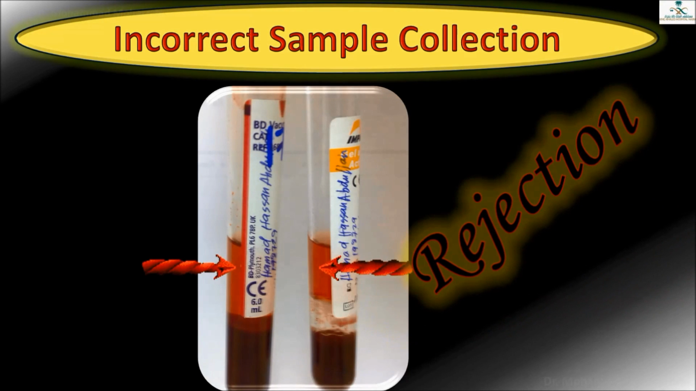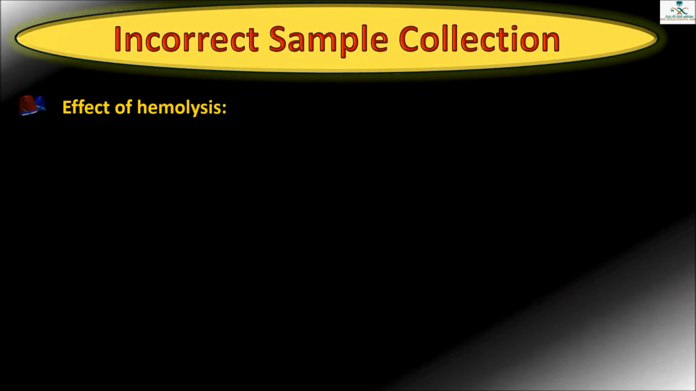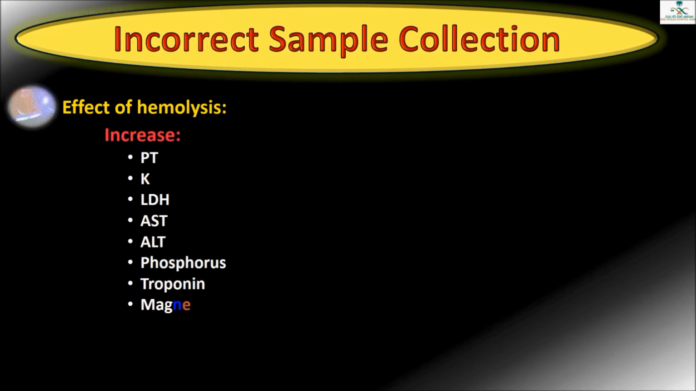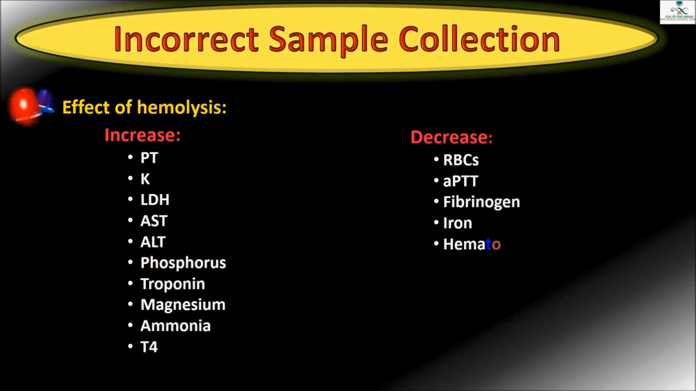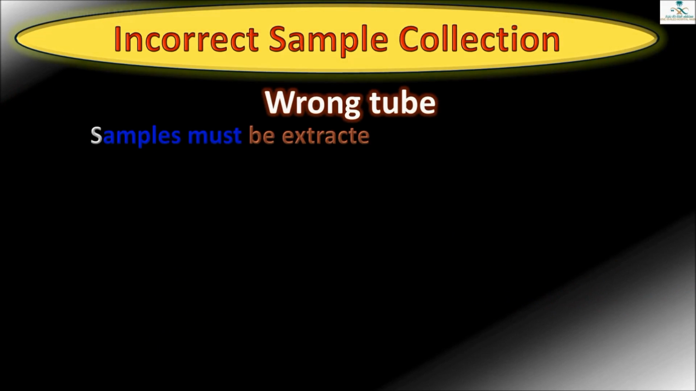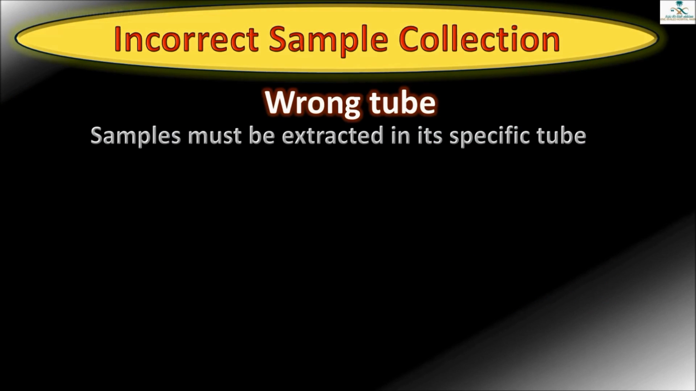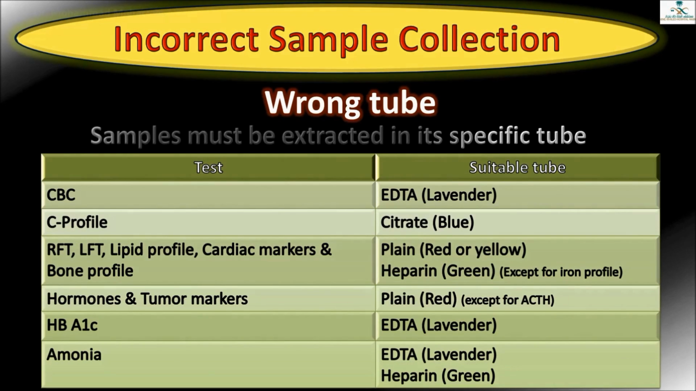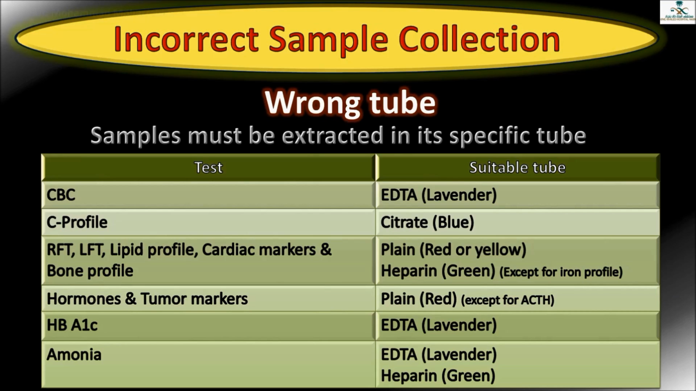These samples show hemolysis, which is expelling out of RBC's contents into plasma or serum. Hemolysis affects many analytes in the form of increase or decrease of the results. Samples must be extracted in its specific tubes. Here are examples of tubes types in relation to sample required. For more details, please read the policy.